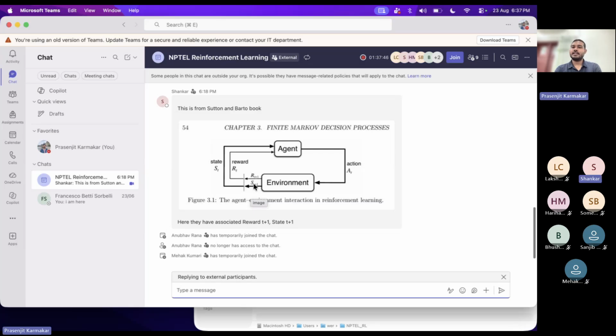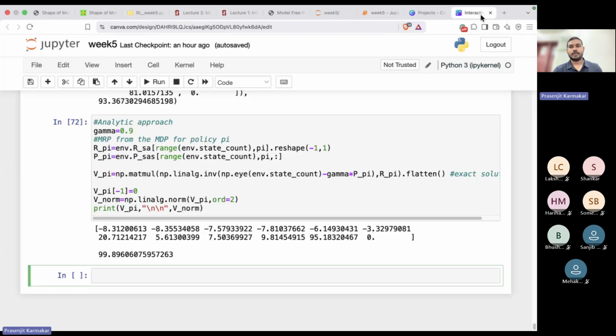No, the terminal reward is actually zero. So for the grid world environment, it's actually like this. The interaction loop looks something like this.